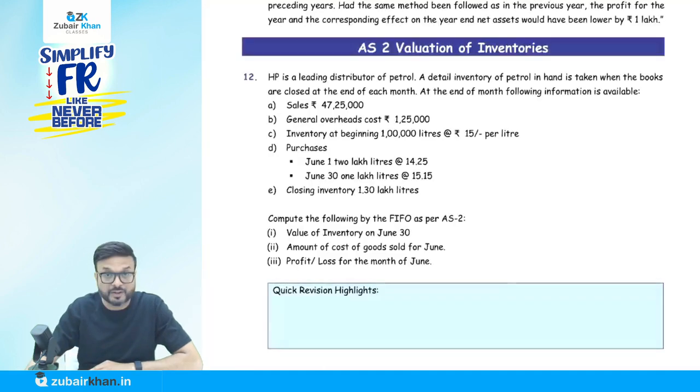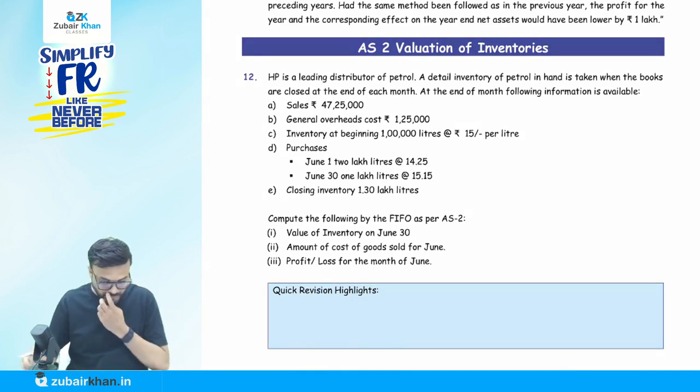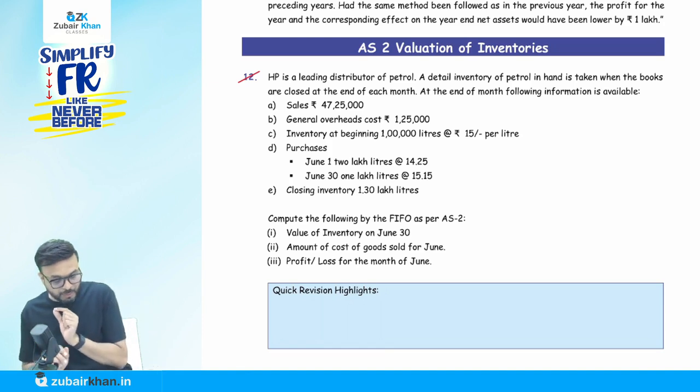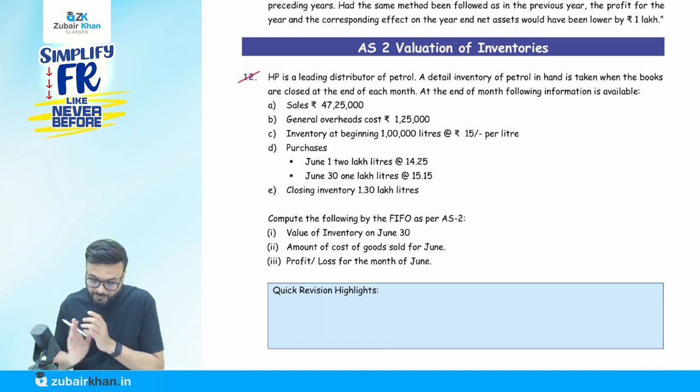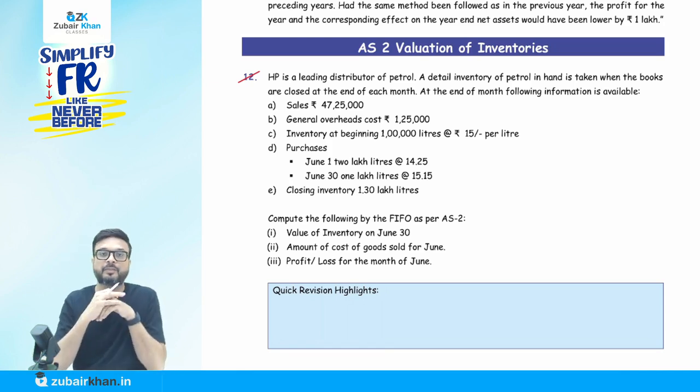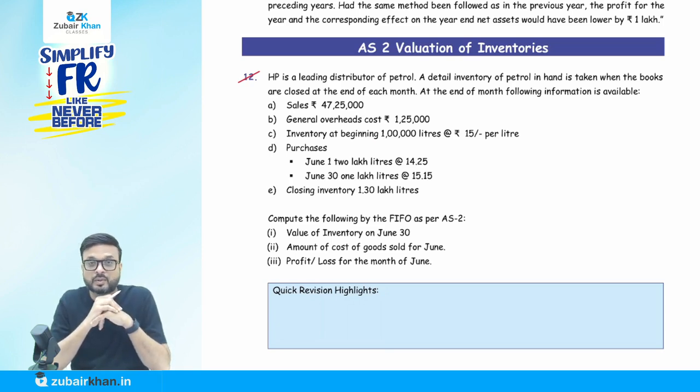Now we will cover the question on accounting standard 2, question number 12. It says HP is a leading distributor of petrol. A detailed inventory of petrol in hand is taken when the books are closed at the end of each month. At the end of the month, the following information is available. Sales are 47,25,000. General overheads cost 1,25,000.